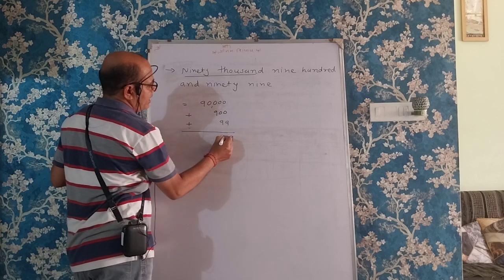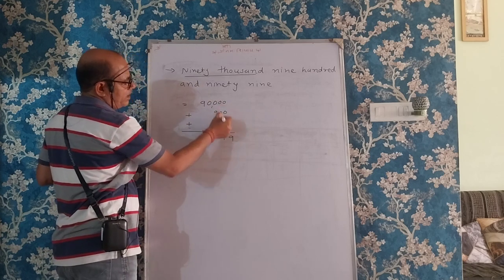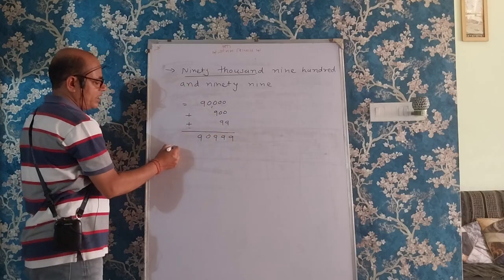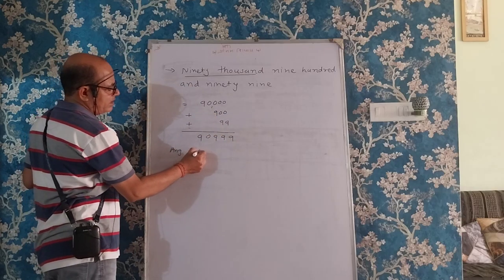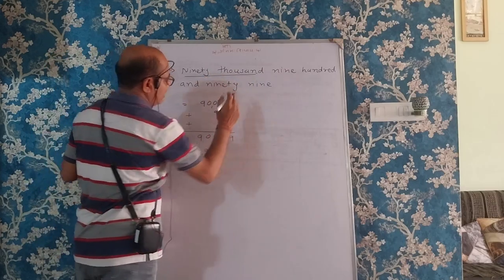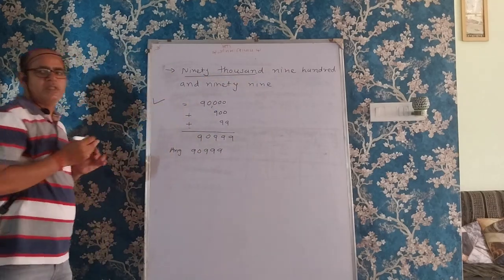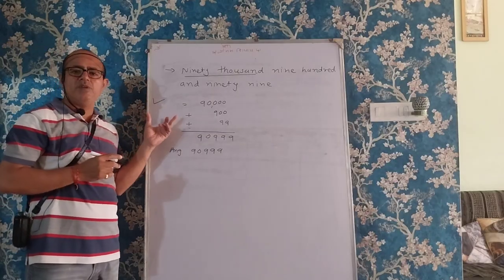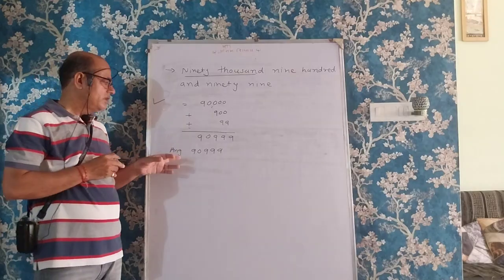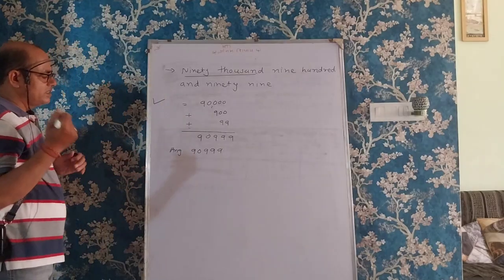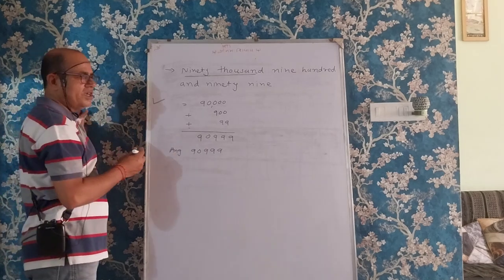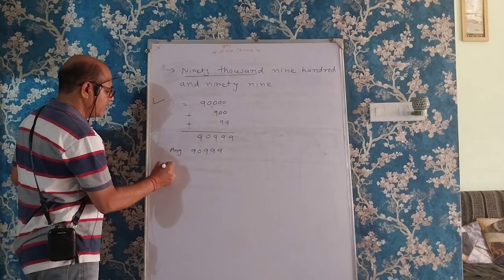So 9 plus 0, 9 plus 0, 9 plus 0. Here 0, here 9. So your answer is 90,999. When you are writing in words, in digits, it will be very easy for you to get the answer instead of using the table. Right? So this way you can solve many questions. I am giving you some questions you can write and you can comment. So exercise.